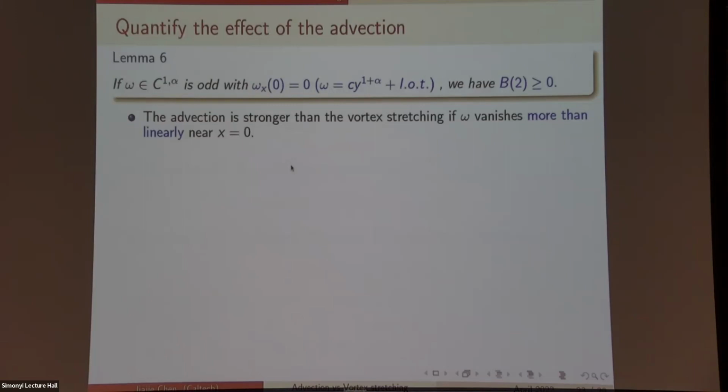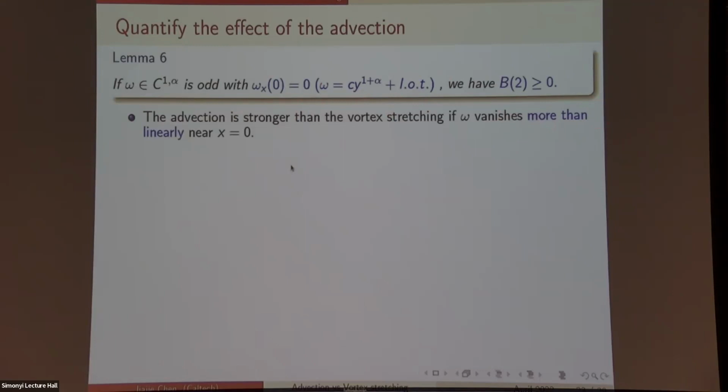However, using our alternate approach, we can indeed show that this quadratic form B2 is positive. But we need to assume that the solution vanishes at the origin, that the slope vanishes at the origin. So the vorticity vanishes to the power y to the 1 plus epsilon. This is crucial, otherwise this one is not well defined and our energy is not well defined. But this does give us something. It shows that the advection is stronger than the vortex stretching if the solution vanishes more than linearly, so strictly more than linear.